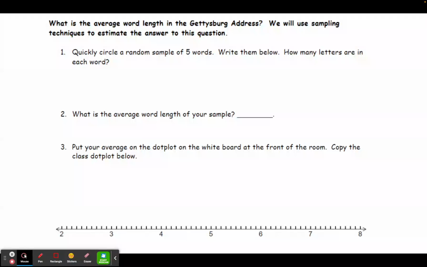Essentially, we're going to select some words using a couple of different methods. We're going to calculate the average from our sample and then look at many different averages to see if we can get an idea of what the true average might be.